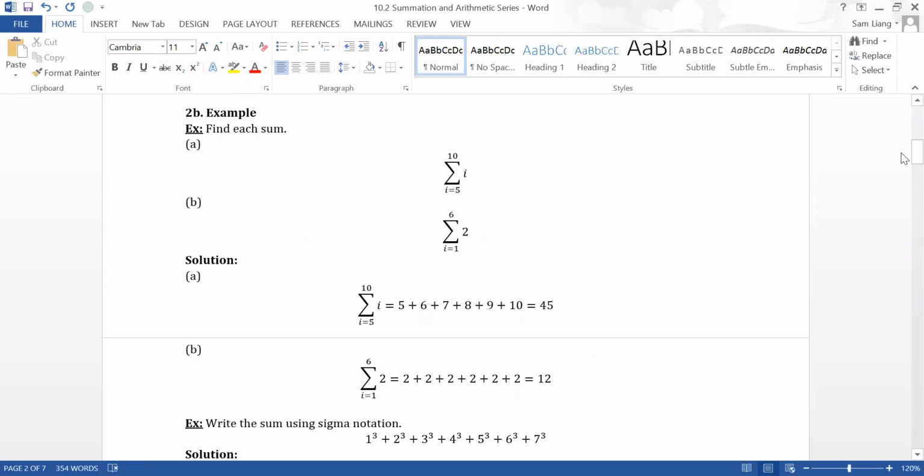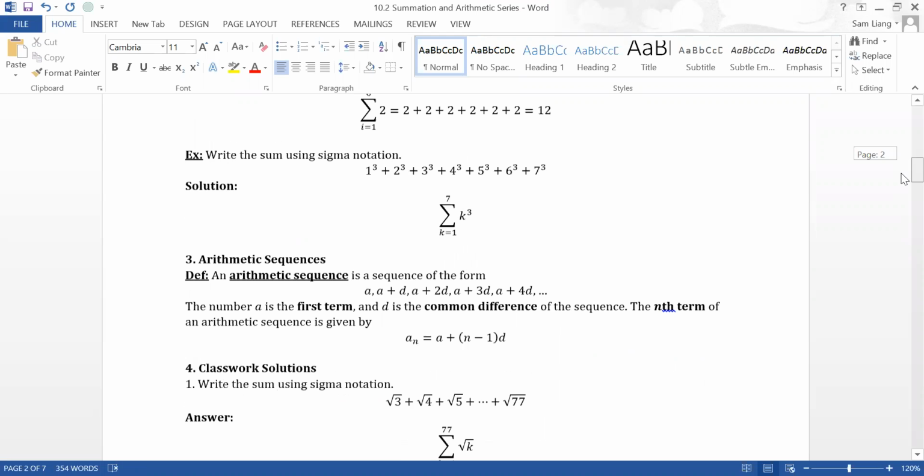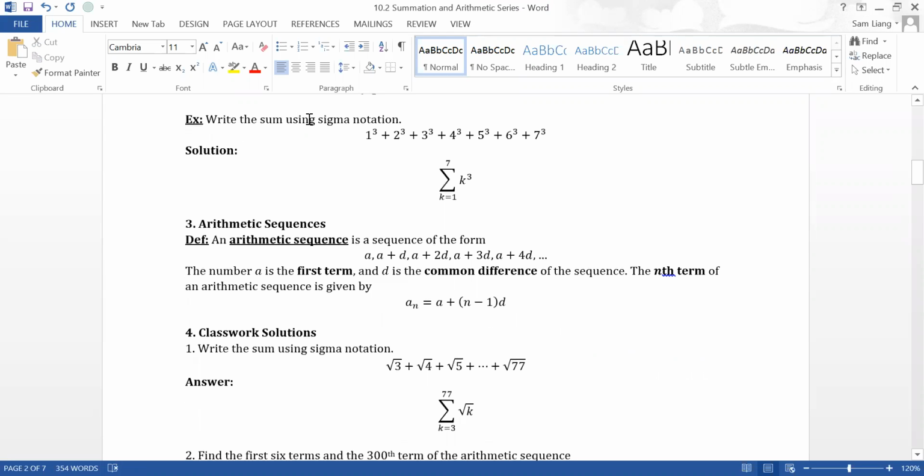Okay, if not, next we have this example. We're going to write this sum. It's like reverse. We have a sum, and we're going to convert it back to sigma notation. As you can see, it's 1 cubed plus 2 cubed all the way to 7 cubed, and we add them all together. So it's going to be something cubed, and the indices, the numbers that we plug in, are 1 to 7. So we can write this as the sum of k cubed from 1 to 7.